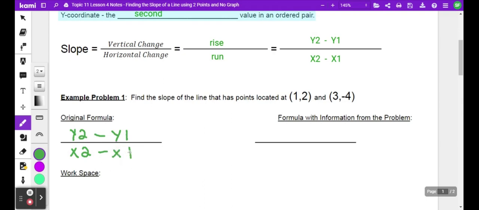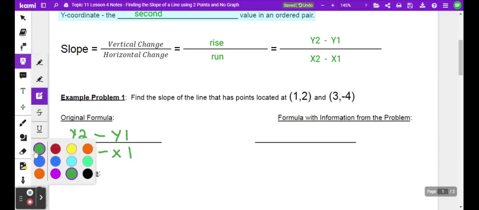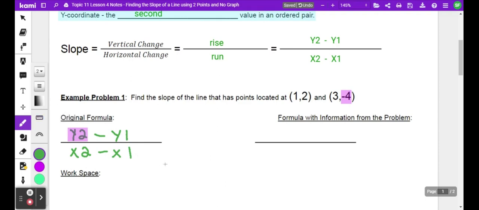So let's talk about what y2 and x2 and all that stuff means. y2 simply means I'm just going to take the y coordinate from the second point. So if I'm looking at y2 here in my formula, I'm going to go back to the information that was given to me and go to the second point, and I'm going to take the y coordinate for that. So y2 in this example is worth -4.